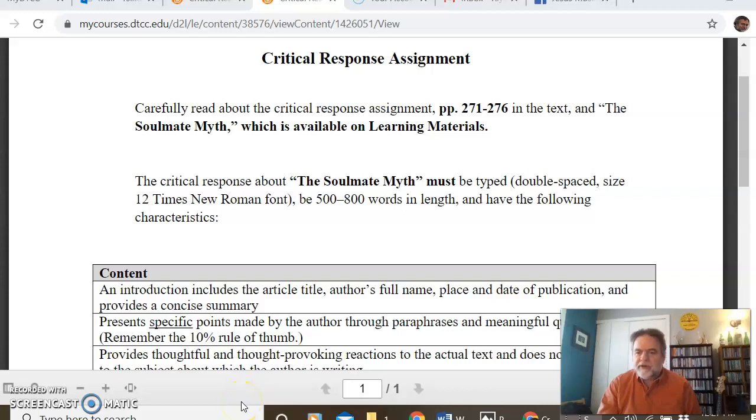Hi, I want to give you some ideas how to make your critical response as good as it can be. You might want to get your own paper where you can look at it, your textbook, and there is a sheet that is on learning materials. This is the critical response assignment, and I want to guide you through this. I want you to give me what I'm looking for.